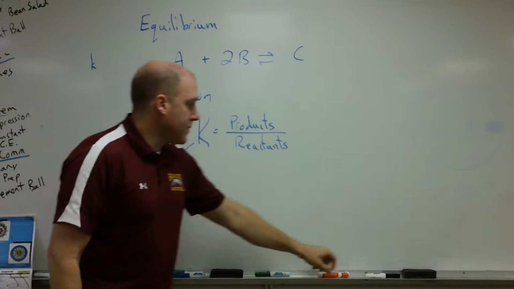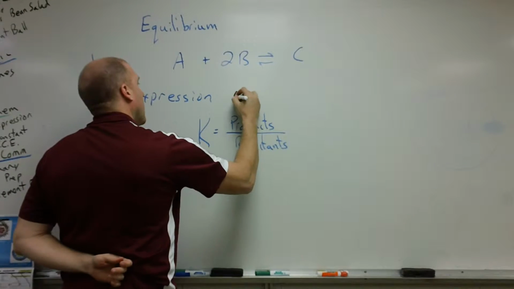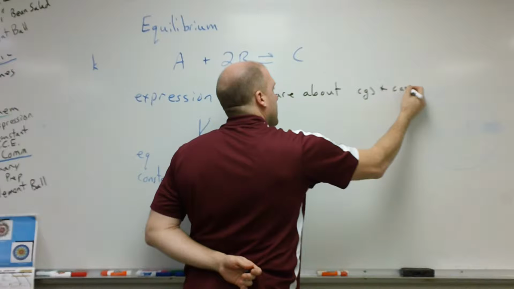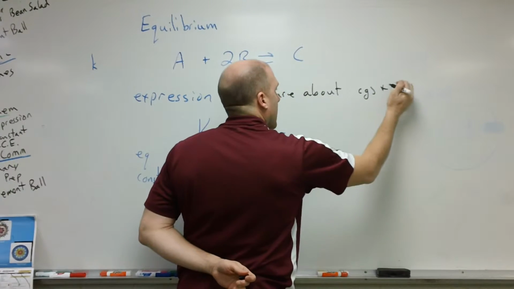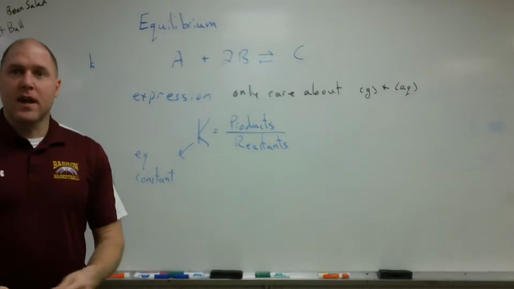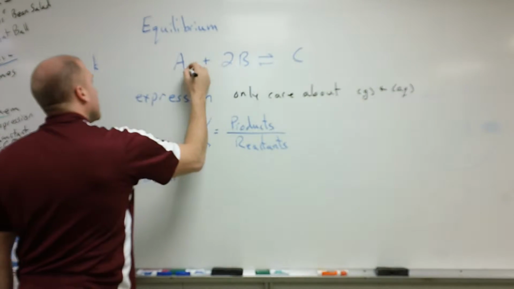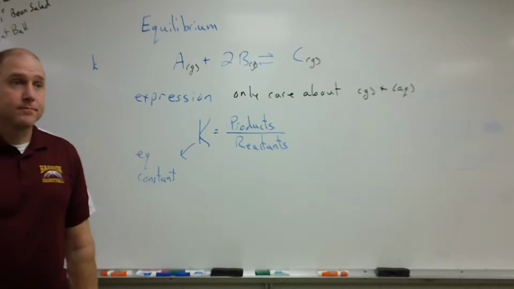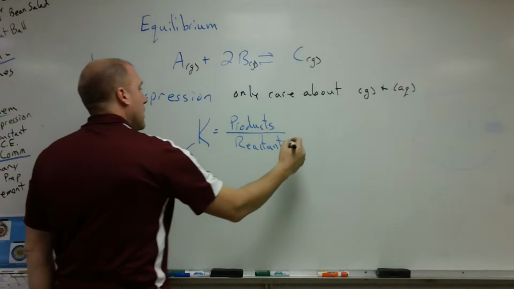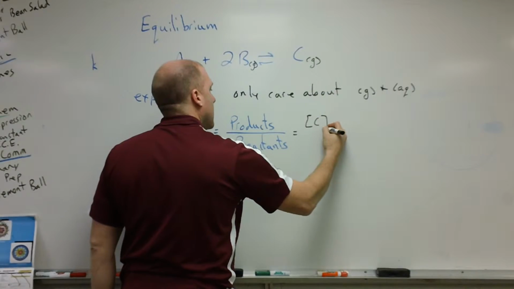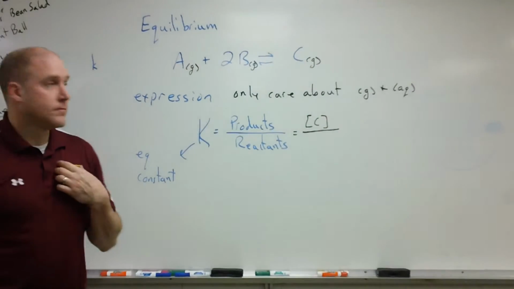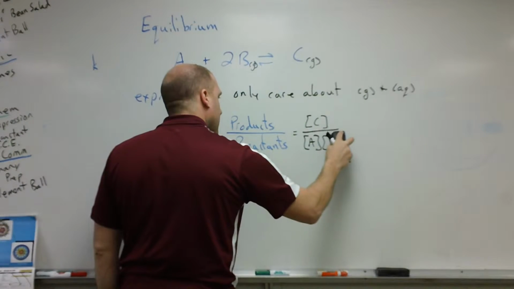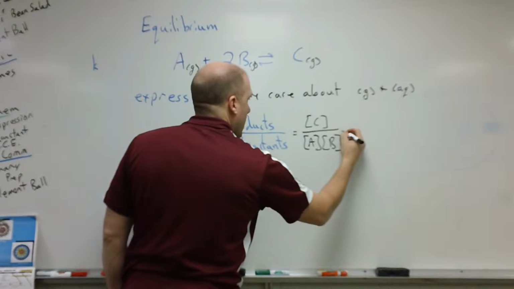And the messed up part about this is we only care about gases and aqueous species. We only care about physical states that are gases or aqueous. So let's go up here and put a G next to all these. Then we can write our equilibrium expression. This is going to be the concentration of C over the concentration of A times the concentration of B squared.